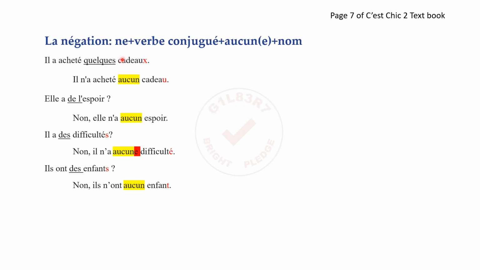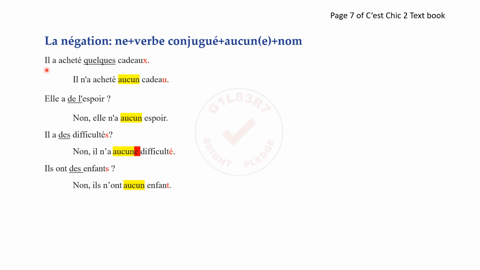Next, we are going to discuss the negative, using ne and aucun. Alright, so we have the syntax as ne, or n' with an apostrophe before a vowel, followed by the verb, followed by aucun or aucune with the e if it's going to be feminine. If the noun which follows is going to be feminine, you would add an additional e. So let's look at a few examples from your textbook. On page number 7 you can find it.